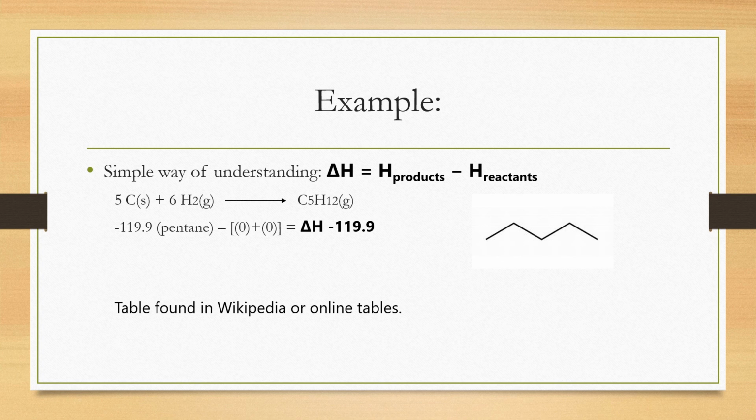So as y'all can see below, there is an equation that has two elements by themselves that turn into pentane. The heat of formation for pentane is going to be negative 119.9, and since they're pure elements in the reactant side, that means that they're both going to be equal to 0. And so the heat of formation in this case is going to be negative 119.9. For example, you're going to find these heats of formation on Wikipedia or even on Google.